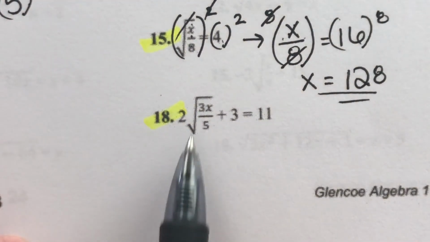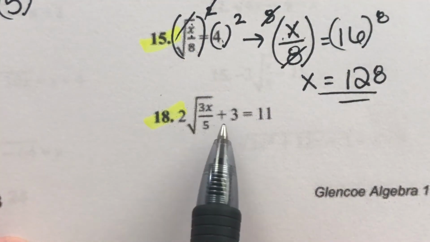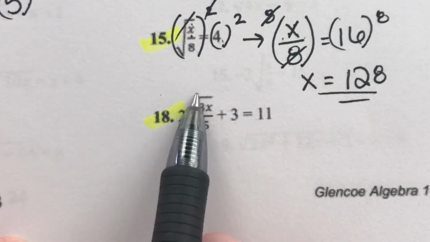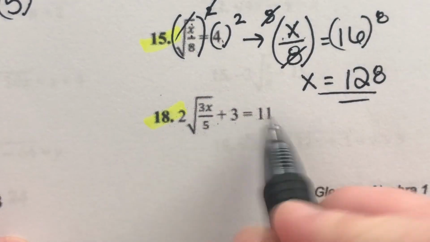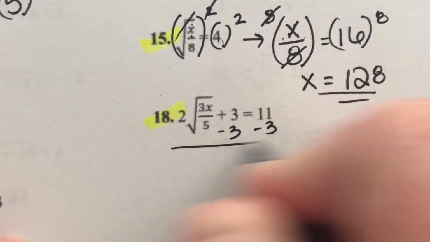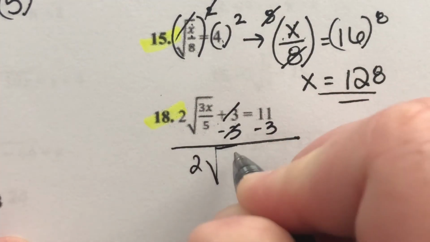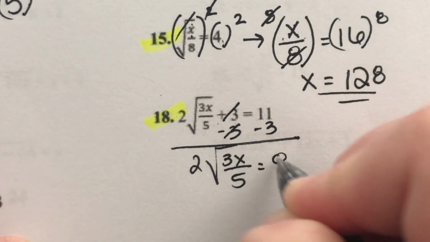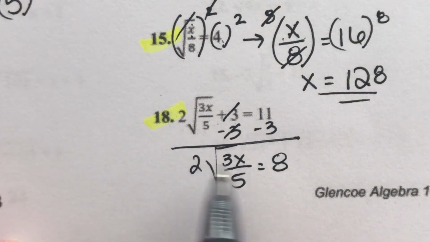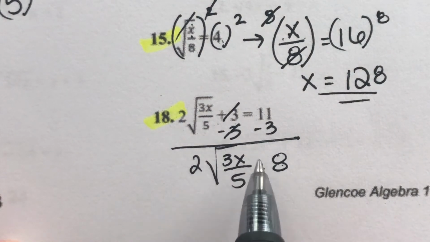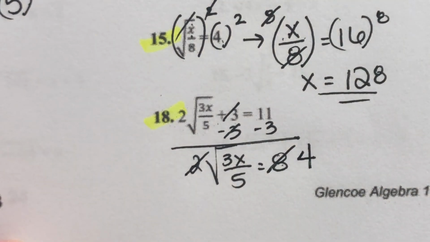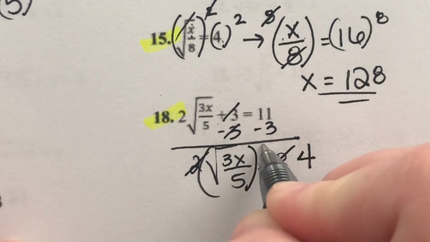Let's see. All right, so I've got a 2, a radical sign, a plus 3, and an 11. So I need to get rid of this 3 and this 2 before I can touch the radical. So minus 3 from both sides. 2 square root equals 8. And then I need to divide both sides by 2. So this 2 will cancel. This becomes 4. Then I can square both sides.